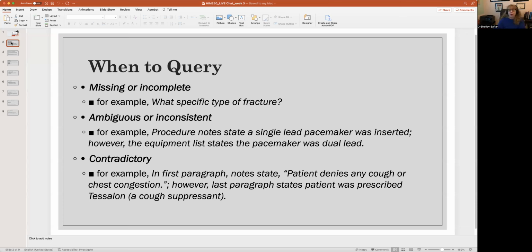Now, remember, unspecified, because I've heard this question many times: if it's wrong to report an unspecified code, why do they have them in the code set? Well, I'm here to explain it. It's there as a just-in-case CYA. You never know what's going to happen between this year and next year.